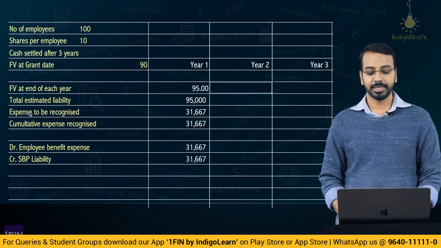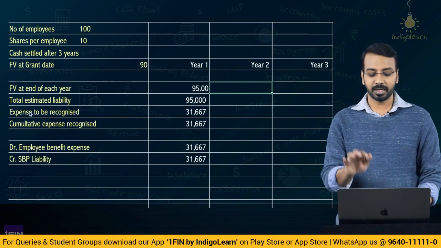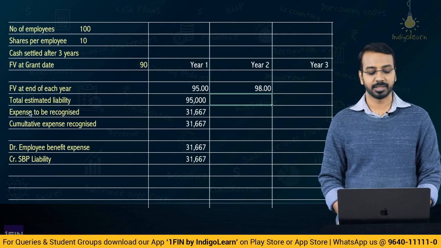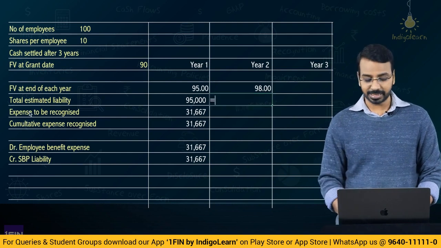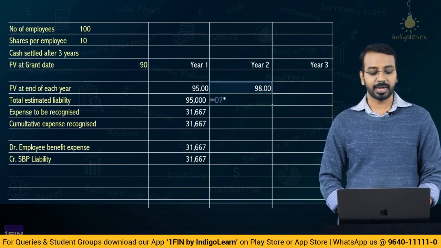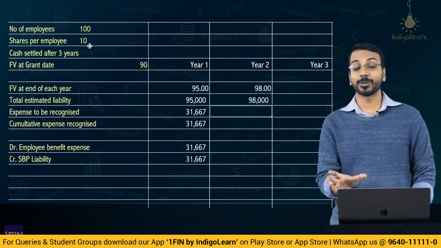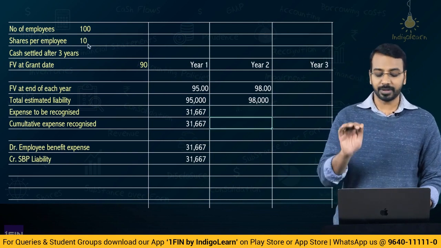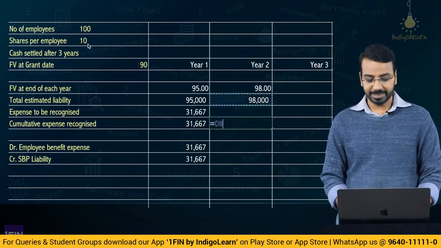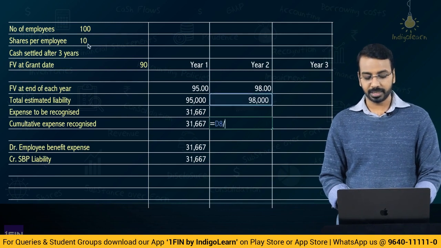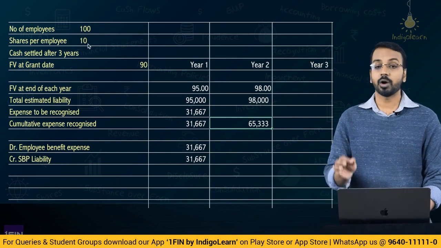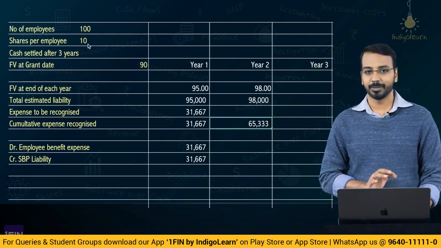Come to year 2. Let us say fair value at the end of year 2 is 98 rupees now. Now if it is 98, what is the estimated liability? 98 multiplied by 100 multiplied by 10, 98,000. This 98,000 is expense for 3-year period. Now what should be the cumulative expense recognized? 98,000 divided by 3 multiplied by 2, you should recognize cumulative expense of 65,333, correct?